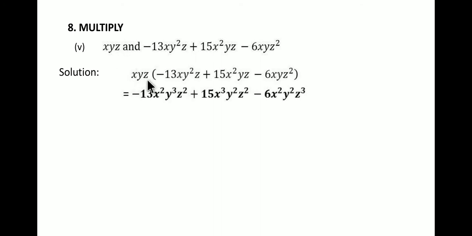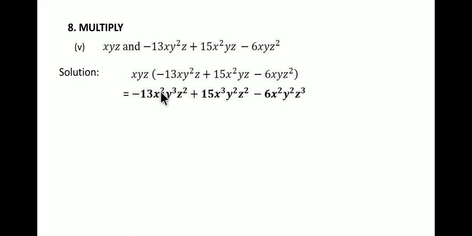xyz is kept outside the bracket because there is a trinomial here which has to be inside the bracket, and xyz is a simple monomial, so there is no need to put it inside the bracket. But if you wish to put it inside the bracket, then you can. It's not wrong. So multiply this with all the terms. xyz multiplies with minus 13xy squared z, you will get 13 only, and the minus sign only.